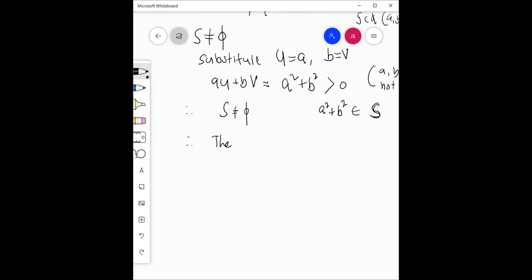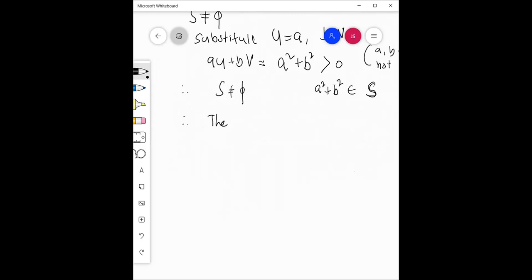Therefore, the least element exists. You don't need to write this; in the note you can see the proper writing. I'm just writing the steps here to explain the proof to you. So therefore, the least element of S exists. Let it be D, right?